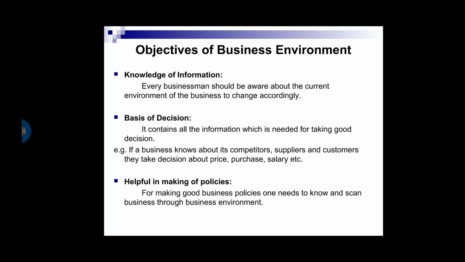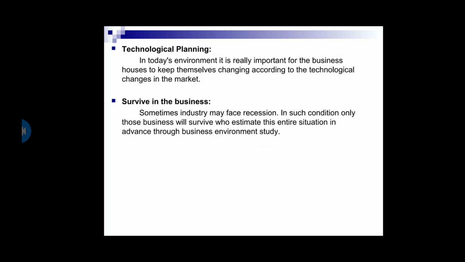For example, if the number of competitors has increased in the market, then new policies or new tactics should be generated in the business so that the demand for their product should not decrease or shift towards another competitor. Next point is technological planning, which means that if new technologies have been introduced in the environment, then the enterprise should plan to adopt the new technology as fast as possible.